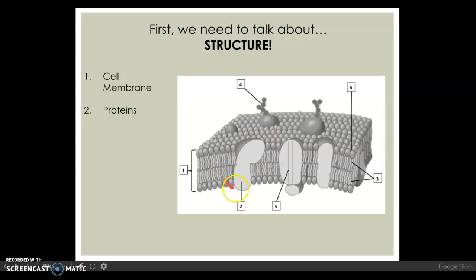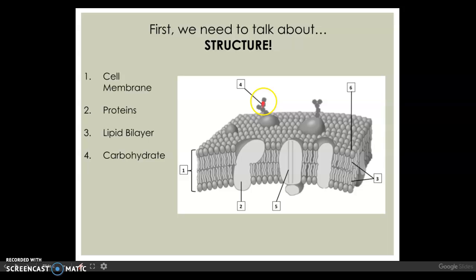Number 2 refers to proteins. We'll talk about the function of these proteins in just a little bit. Number 3 refers to the lipid bilayer. Bi means 2, so bilayer means that there are 2 layers of lipids that compose the cell membrane.